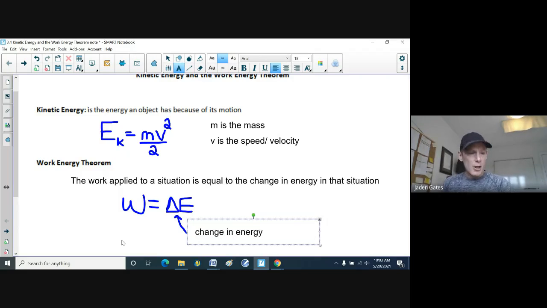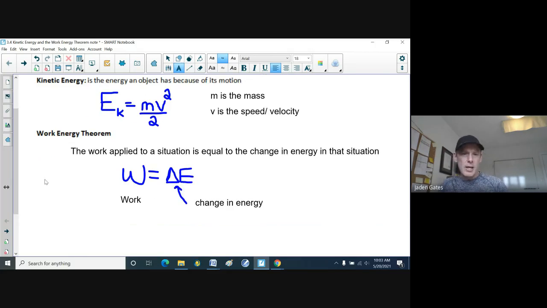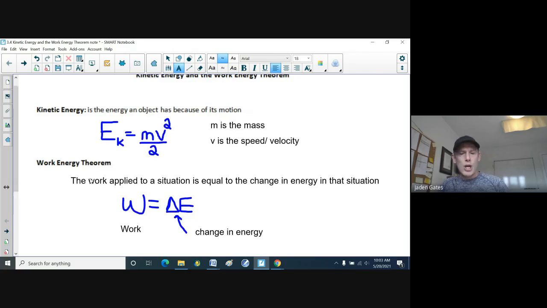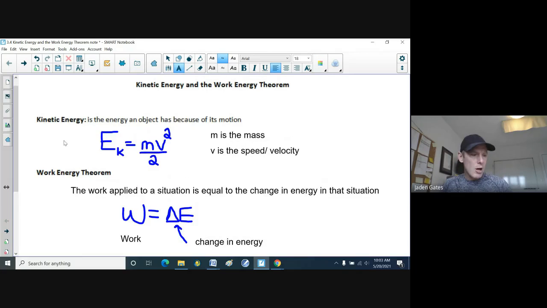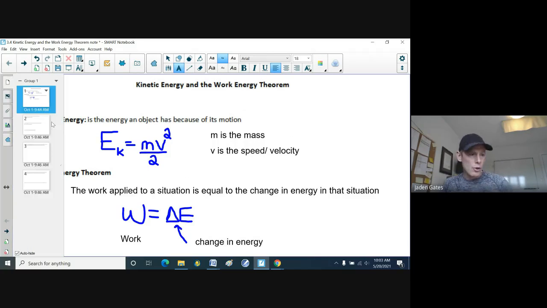So if you change something's energy, if you speed it up, you've done some work in this case. There are other types of energy out there, and we're going to look at another type later on today or in our next class. But if you do work, you change the energy in something. And they're both measured in joules.